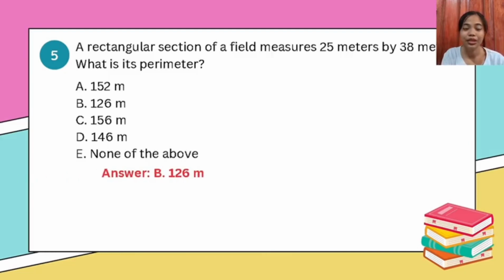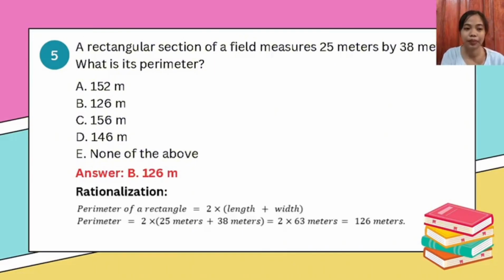So, the answer is letter B, 126 meters. And there's the rationalization. The perimeter of a rectangle is 2 times the addition of the length and the width. So, if we're going to substitute it, we have 2 times 25 meters plus 38 meters. So 25 plus 38 is equal to 63 meters times 2. Then we have 126 meters, which is letter B.